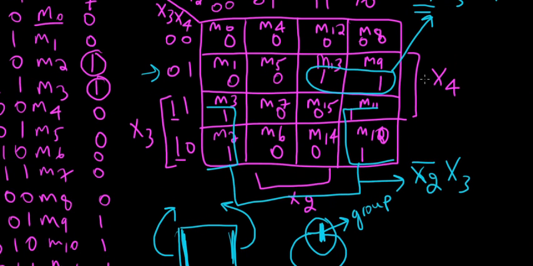And looking at x4, x4 is changing because these 2 ones fall in x4, and this is an x2, this is an x4 bar.